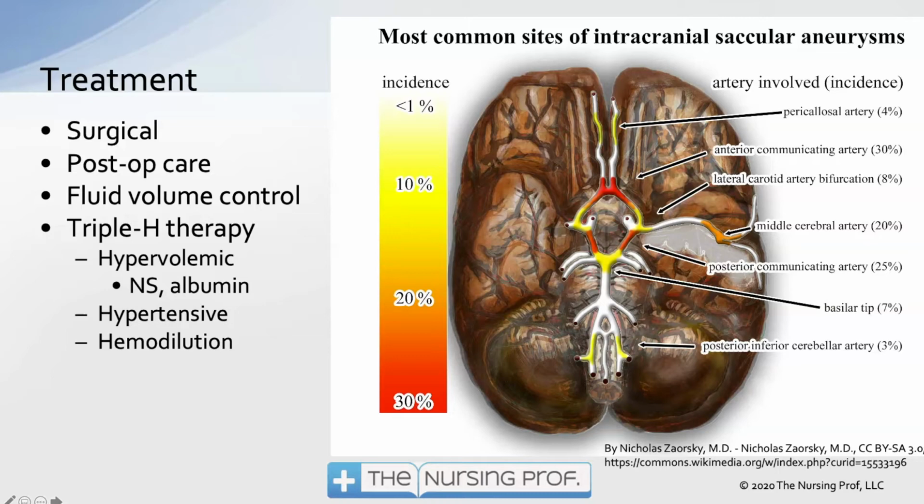Hemodiluted. Okay, so we don't want this blood to be real thick when it's going through the cerebral vasculature. We want it to be able to move through there pretty quickly and pretty easily. That's why we're giving normal saline or albumin, in order to increase the volume and hemodilute the patient a little bit so that blood will flow past that area a little easier.